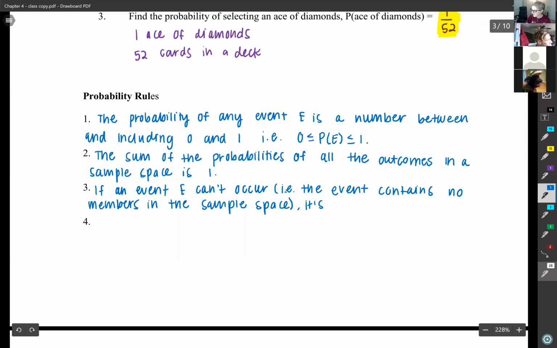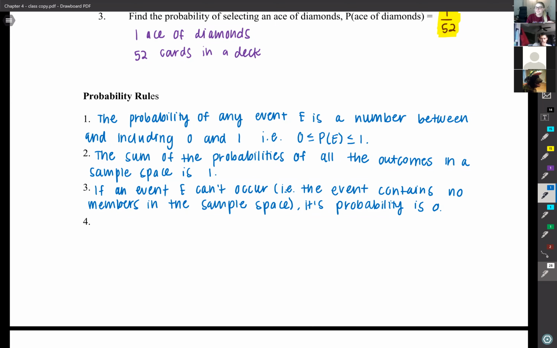Its probability is 0. Okay, so we said that you could have a probability that equals 0. So let's think of an example of this. If you're rolling a die and I asked you, what's the probability that you roll a 7? You're going to tell me 0, because there's no 7 on that die. So that's an example of something where the probability is 0.